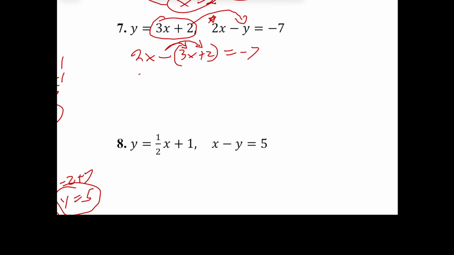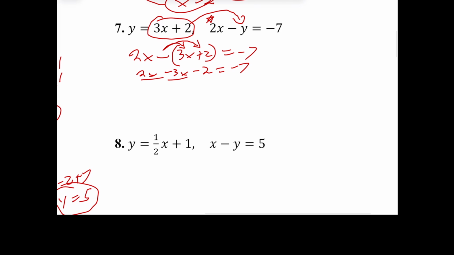So once I do that, I'm going to get 2x minus 3x, and here's the part people miss, minus 2, equals negative 7. That's going to give me a negative x minus 2 equals negative 7. Once I add 2 to both sides, I'm going to get negative x equals negative 5, or x equals a positive 5.